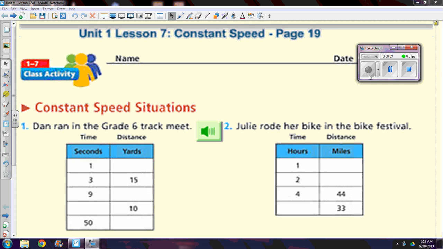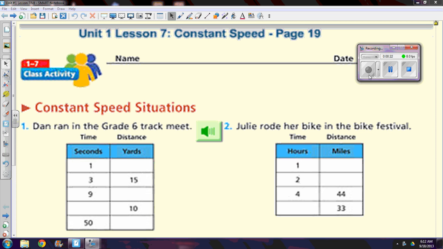All right, welcome back. Unit 1, Lesson 7, Lesson 8. We will start with Lesson 7. Lesson 7 is on page 19, so in your black notebook, if you would please draw a line, and below that line write Unit 1, Lesson 7, Constant Speed, page 19.